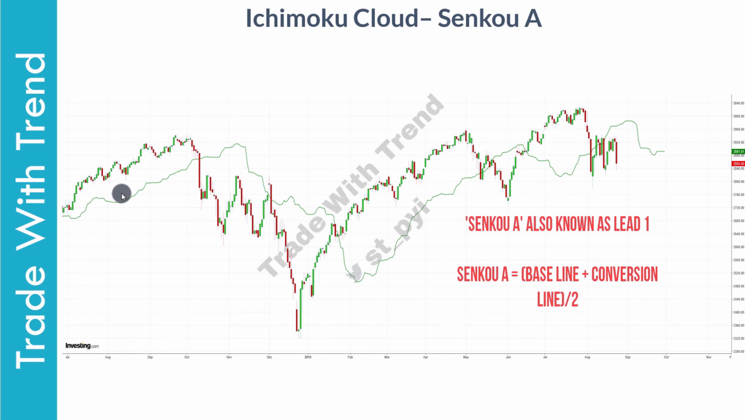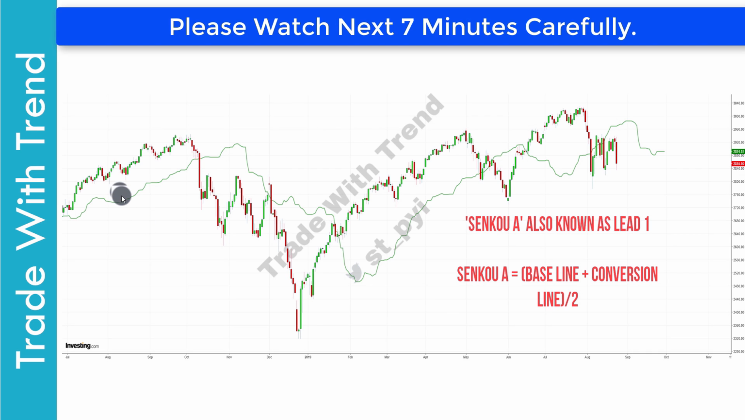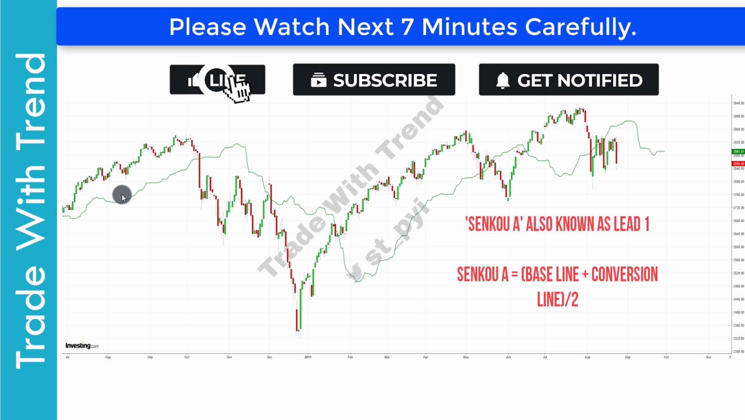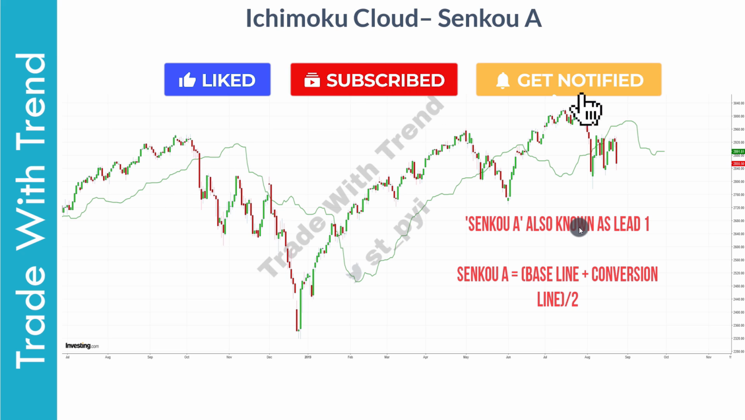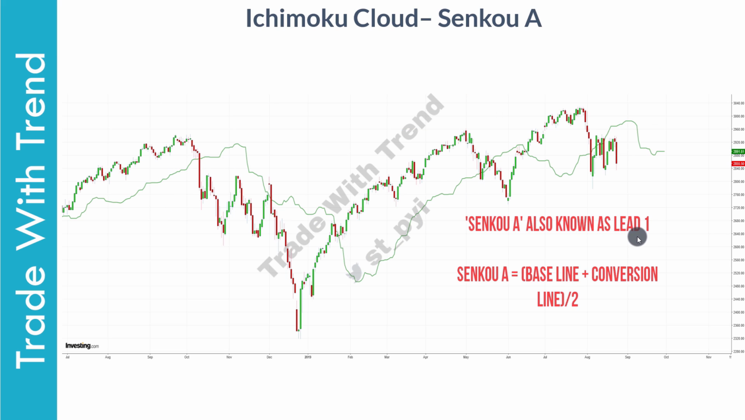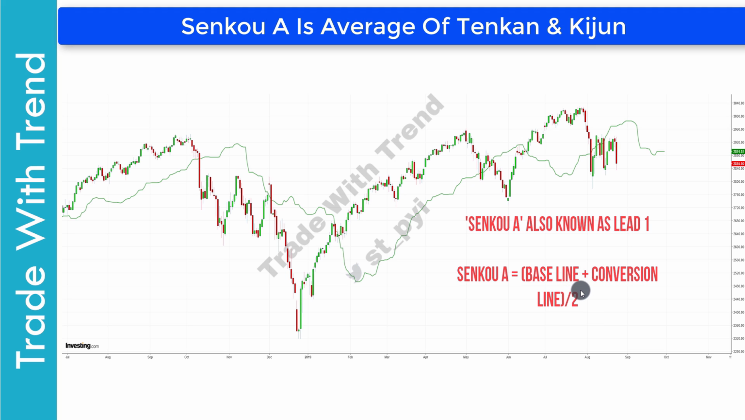Let us now understand the construction of Ichimoku clouds. Not many traders take the effort to understand this fully and hence do pay attention. Now, Senku A is also known as lead 1 and it is the average of baseline and conversion line, that is the average of Tenkan and Kijun. Once Senku A is calculated, it is then projected 26 days into the future. Now, this may seem a little confusing and therefore pay attention on the chart.